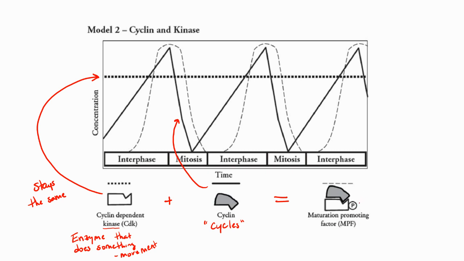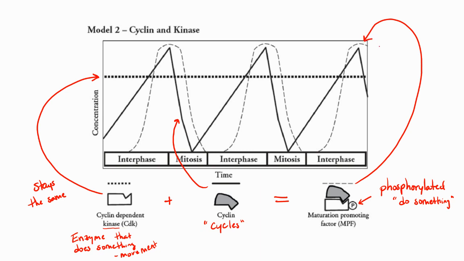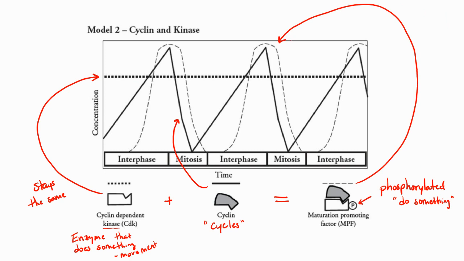So we also see here it's got a little phosphate involved. So this guy gets phosphorylated because we added a phosphate. And if we phosphorylate something, that means it's going to do something, right? Anytime I stick a phosphate on something, it's gonna do something. So what do you think maturation promoting factor is going to do? Because if we look here at our graph, you'll notice it is at its peak right here. Look at its peak right here. What happens when maturation promoting factor is at its highest level?